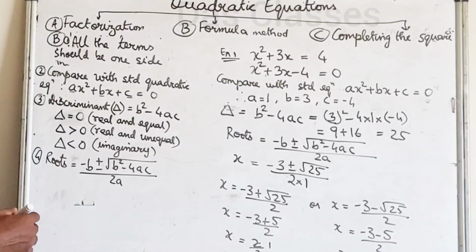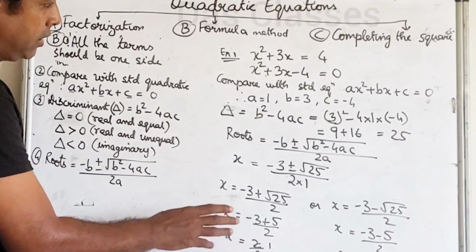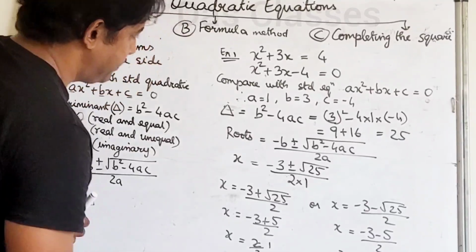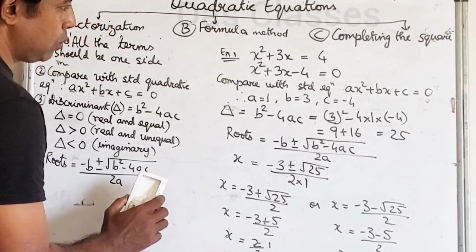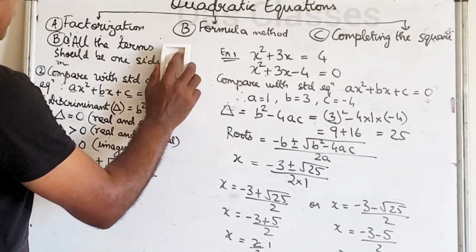Now what we'll do is solve the same sum by the completing the square method, in order to show that we are going to get the same answer. Okay, so we will write the steps over here.